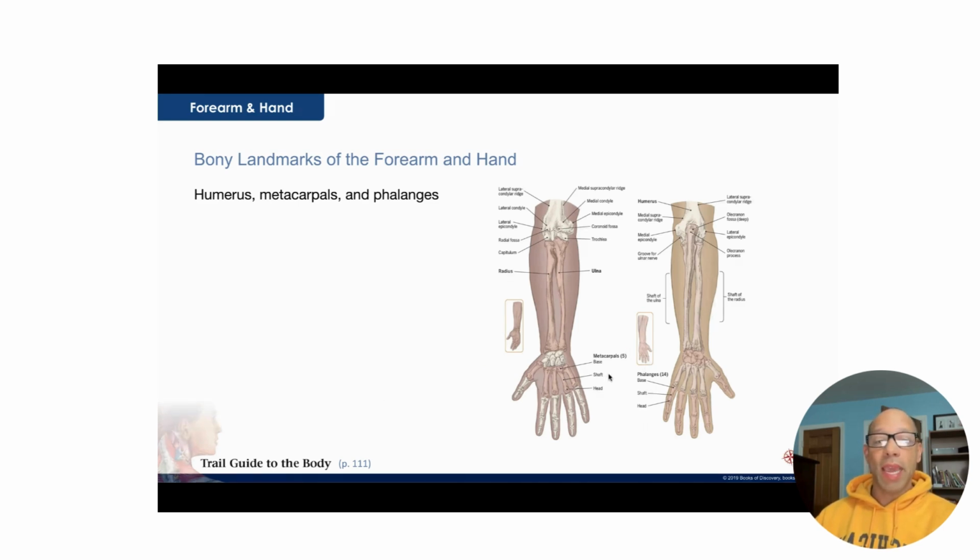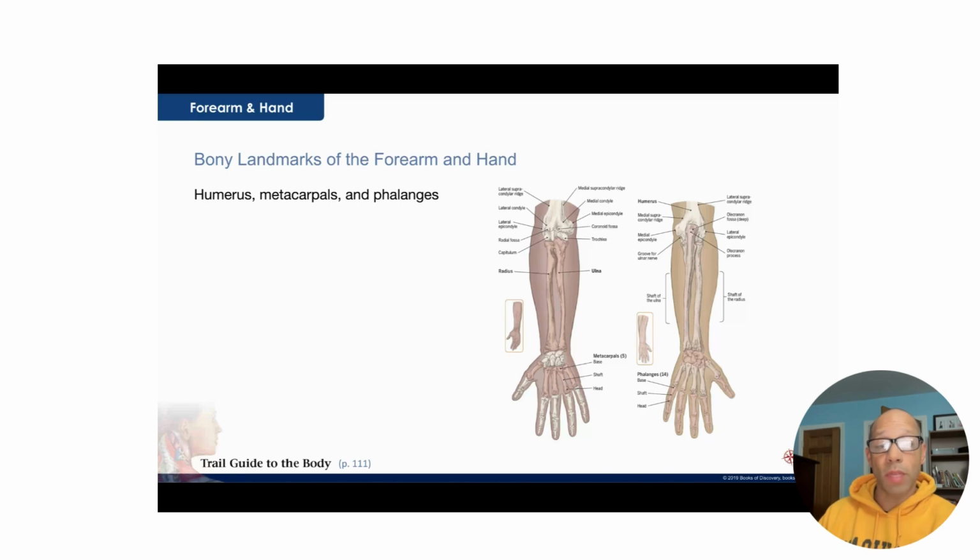And then in the hand, you'll see there are 5 metacarpals. So we have the carpals that we just looked at here. And then if you go down below them into the rest, so into the palm of the hand, back of the hand here, you will find the bones that start coming off of those wrist bones. And there are 5 of those. And so those are the metacarpals.